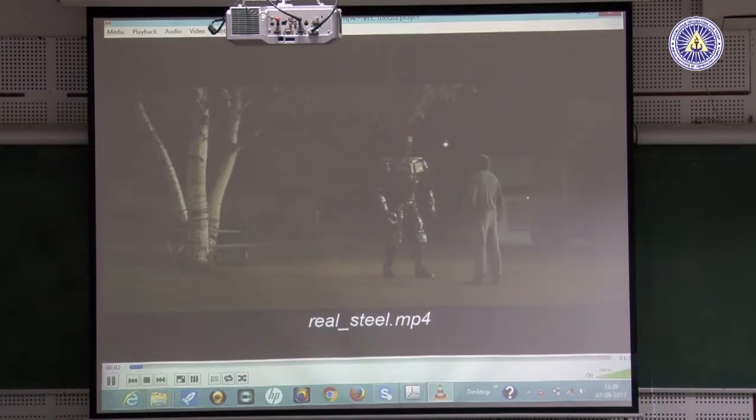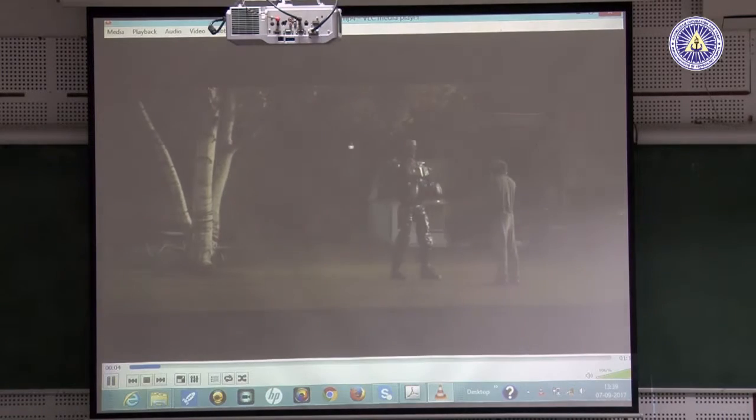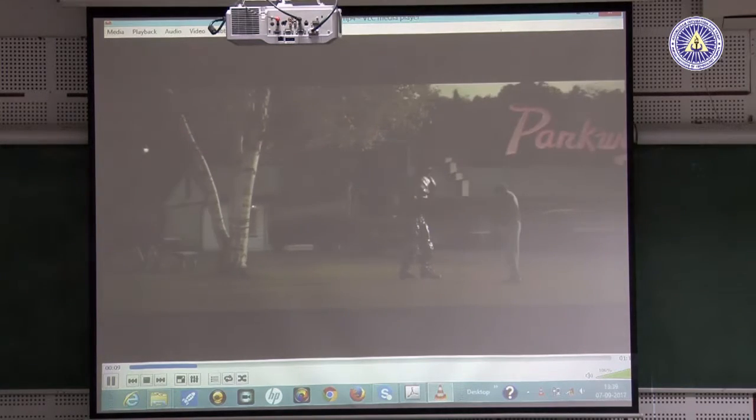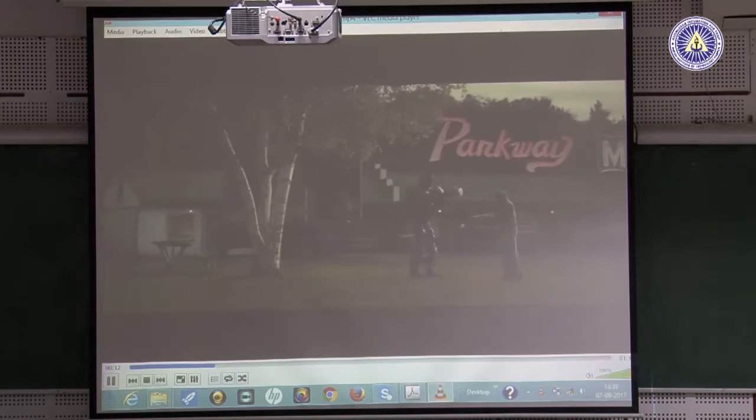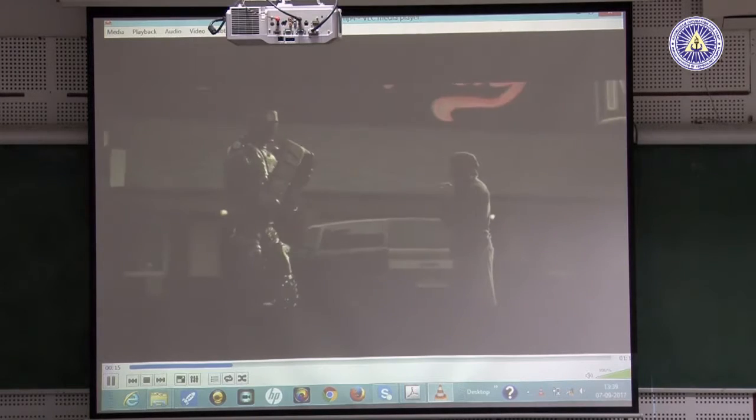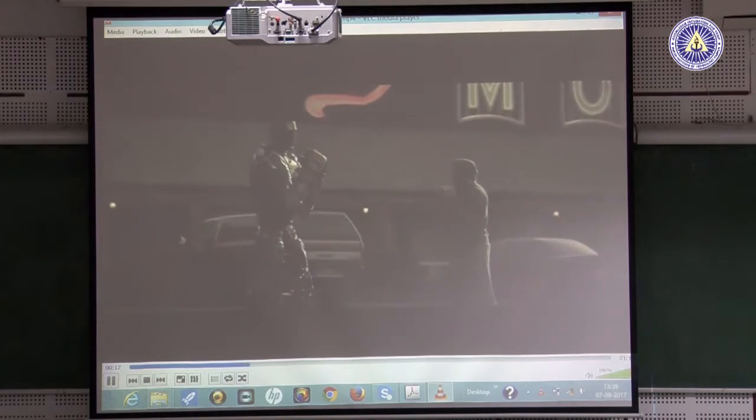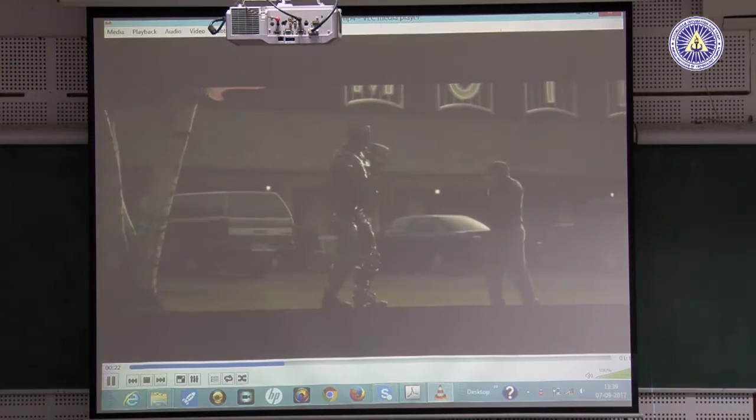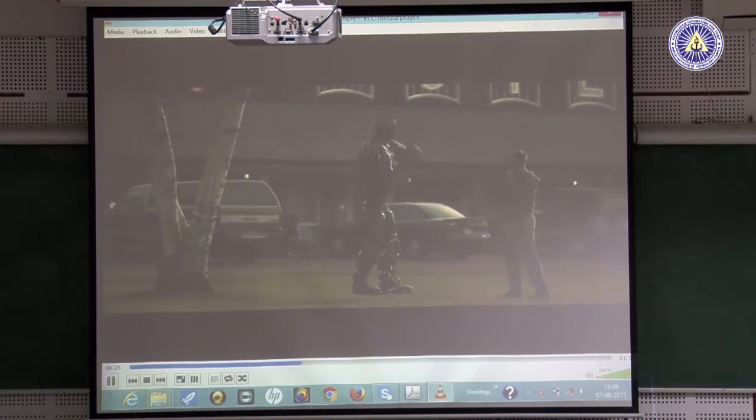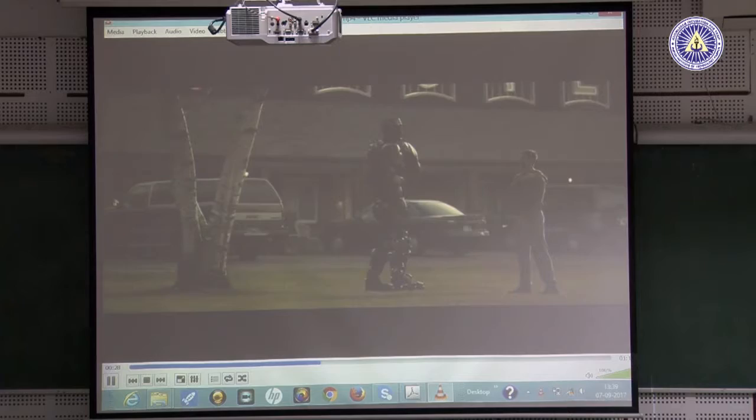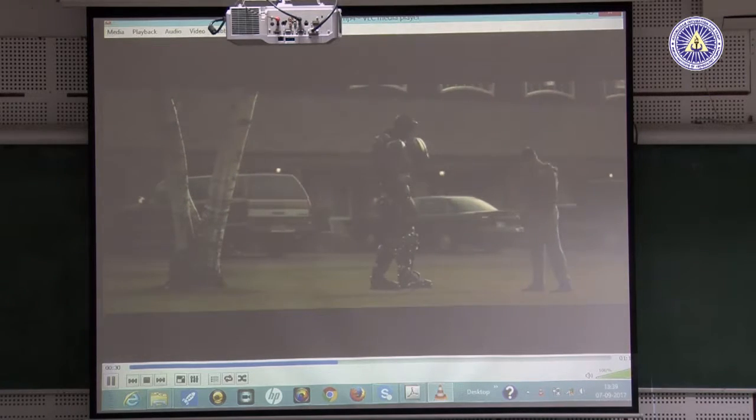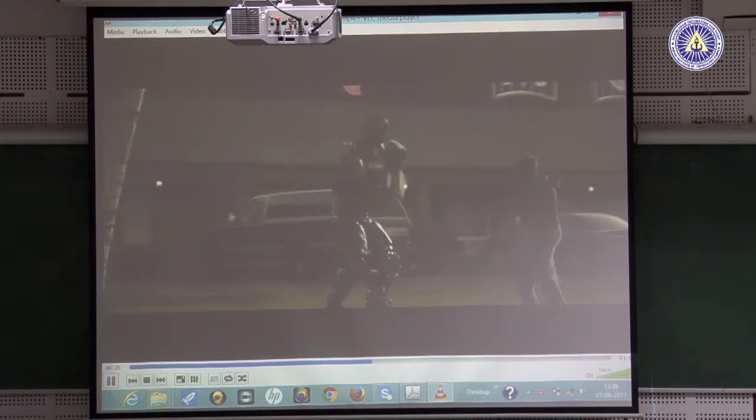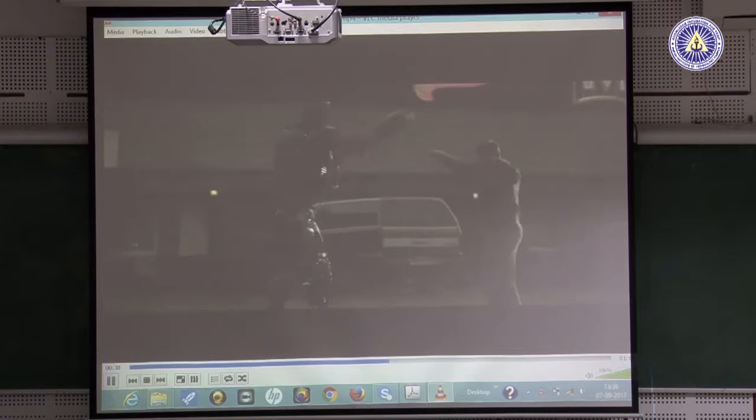This is a clip from the movie Real Steel. Is it visible? Okay. See, the human here is showing how to move hands while boxing or fighting, and the robot simply mimics it. This kind of motion you cannot simply program. You have to have some algorithm which can reproduce this kind of motion.